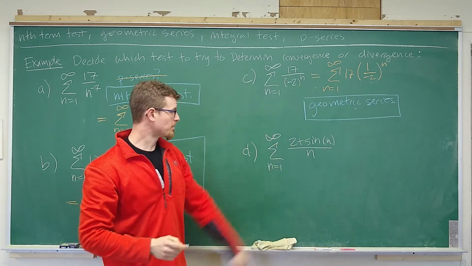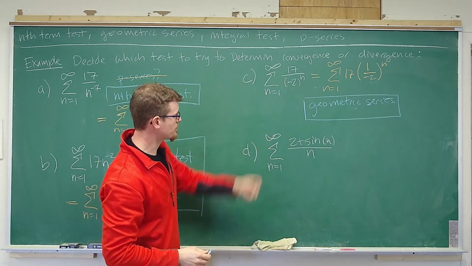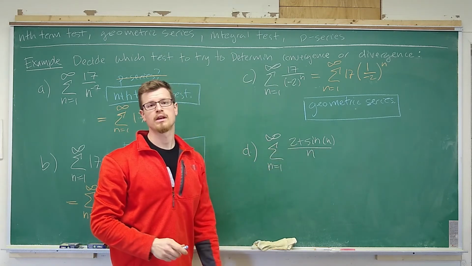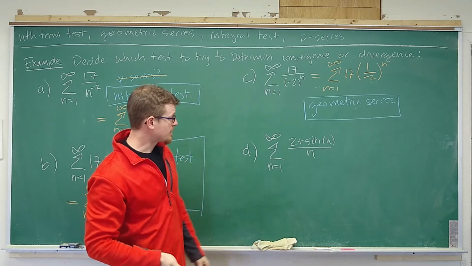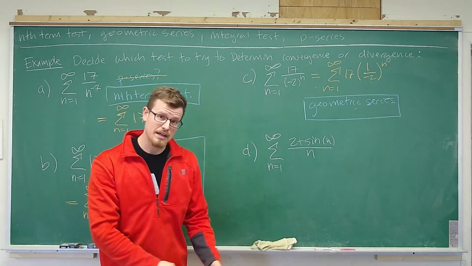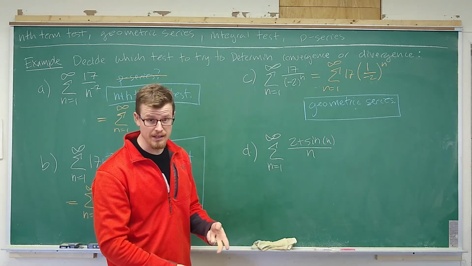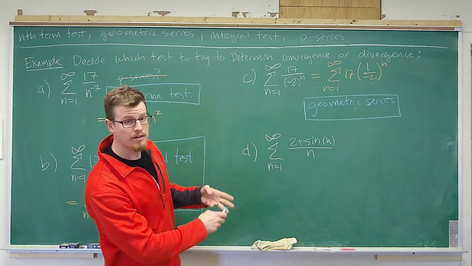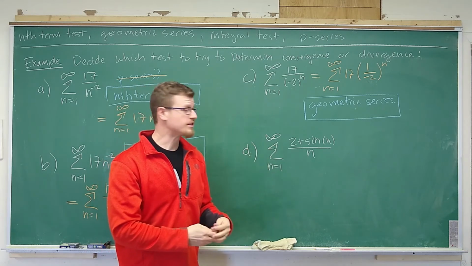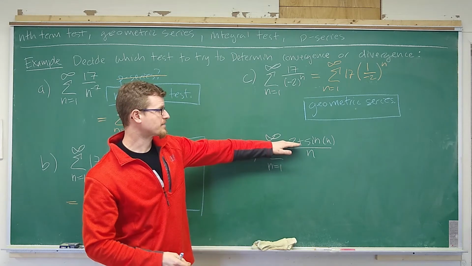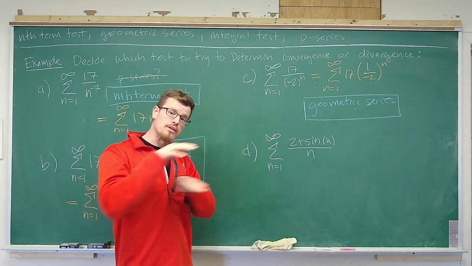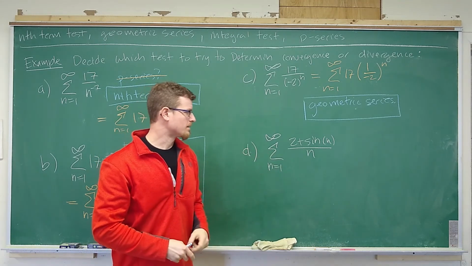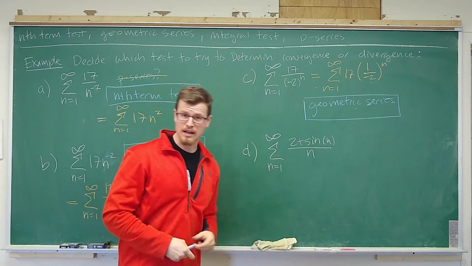For the last example, we're taking a look at the sum from 1 to infinity of (2 plus the sine of n) over n. So what's really nice here is we say to ourselves, this is clearly not a geometric series. This is clearly not a p-series. And let's see here, the nth term test: we could quickly see that 2 plus sine of n is bounded. It lies within a couple of different values. So the nth term test would not do us any good.